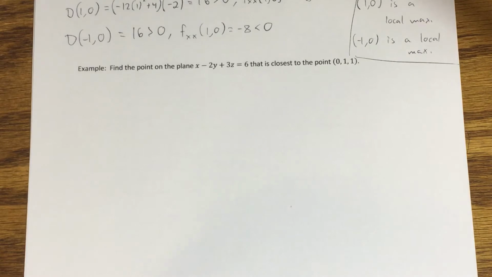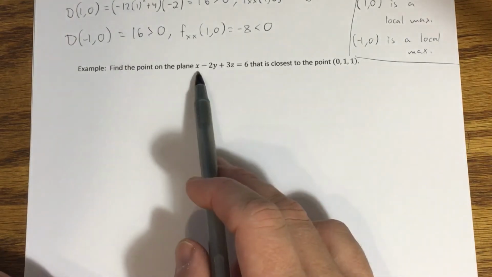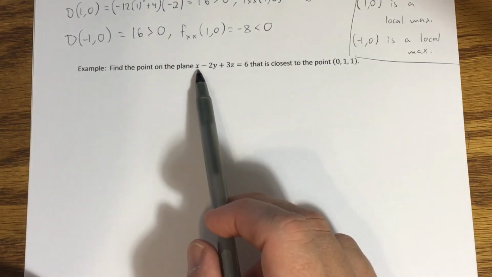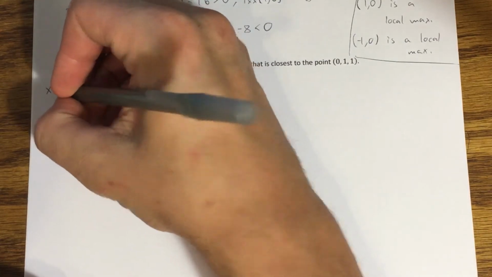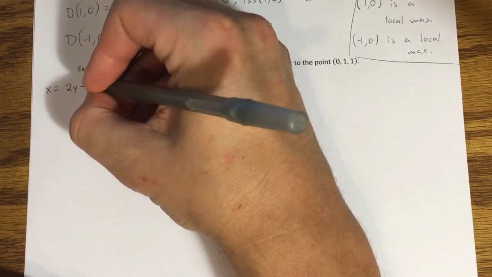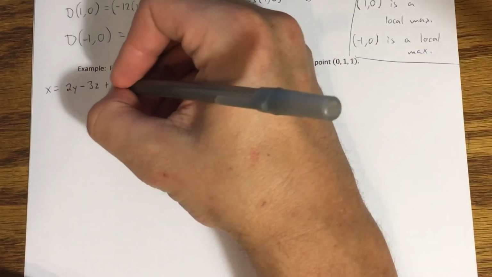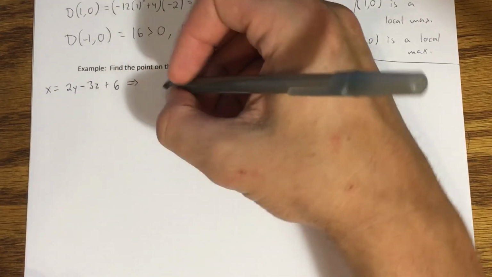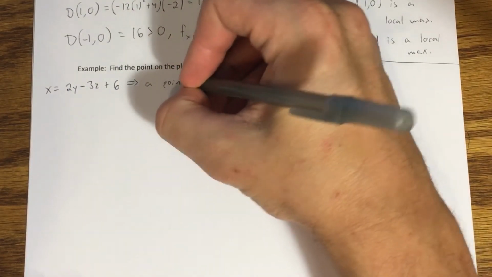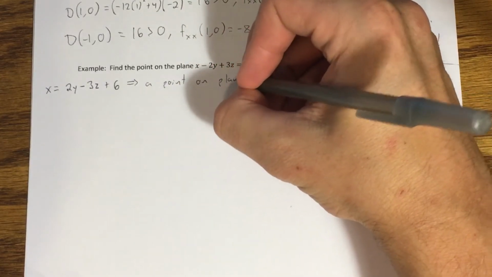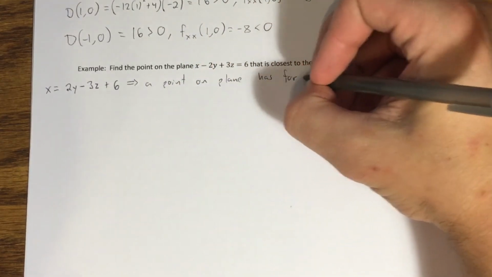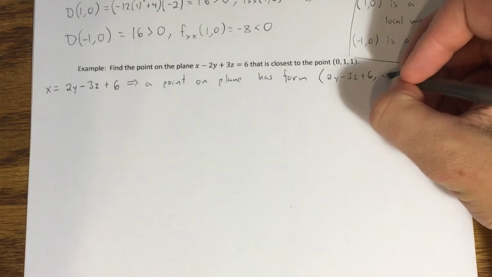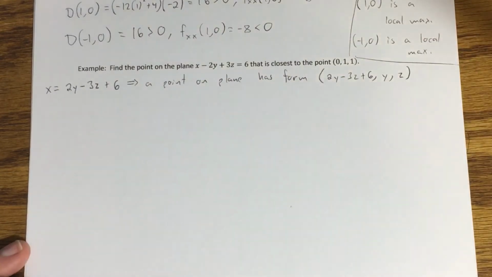But for us, what I want to do is think of this in terms of distance formula. So first of all, notice that I could isolate the x in this plane and write it as x equals 2y minus 3z plus 6. And the idea there is that a point on the plane has the form 2y minus 3z plus 6, y, z. Does it make sense why I did that?